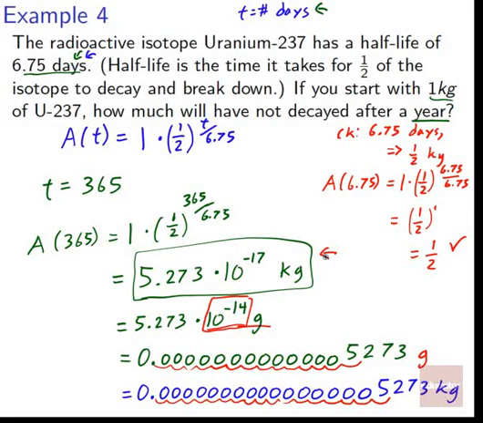That's also probably what a calculator would spit out, because it's hard to write a long number like this on a calculator. So we're much more likely to see it in scientific notation. So 5.273 times 10 to the negative 17th kilograms, which is an absolutely minuscule amount of radioactive material left, considering that we started at 1 kilogram. So that shows us how decay works.